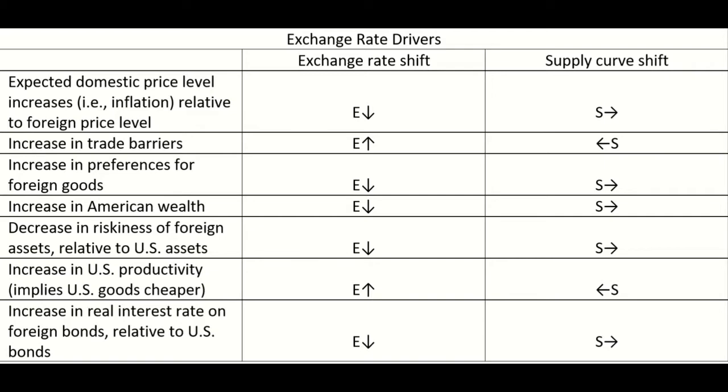Now there's two things that are missing from this table. The first one is that we've left out the idea of speculation. There's a lot of speculation in the foreign currency markets that can shift exchange rates very quickly. And it's very hard to explain. It's hard to pin down the exact reason for it. But there will be shifts in the exchange rate because of speculation.